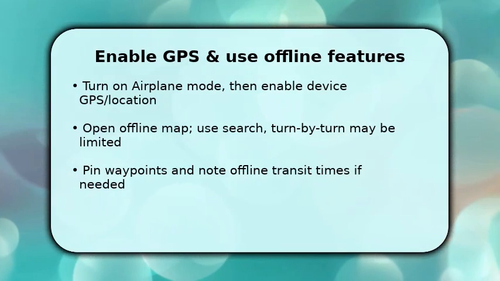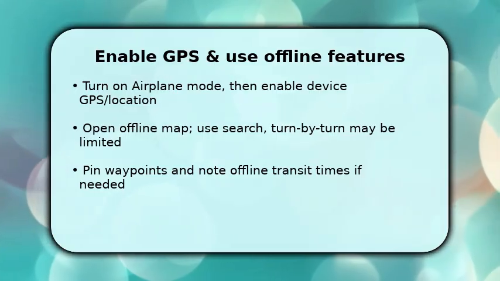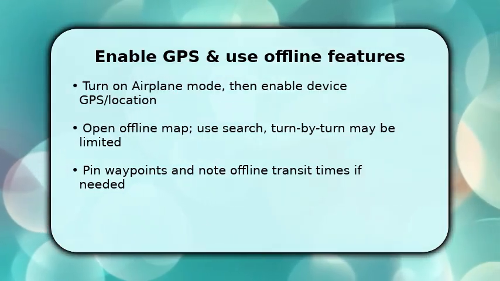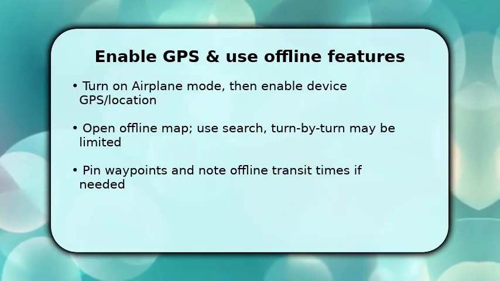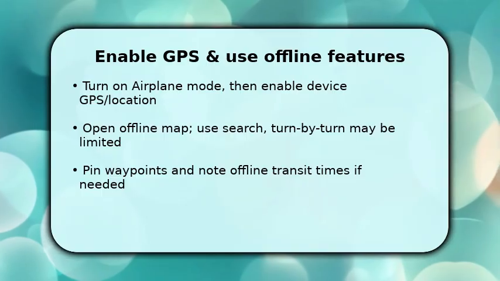You now switch to in-flight mode. Put the phone in airplane mode, then re-enable location/GPS only. Google Maps can use the device GPS to show your position without cellular data.